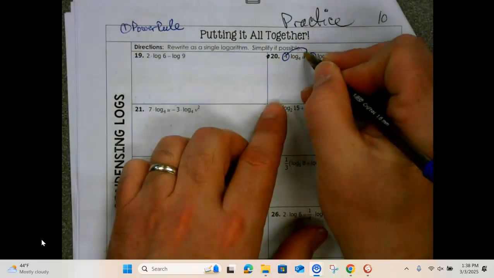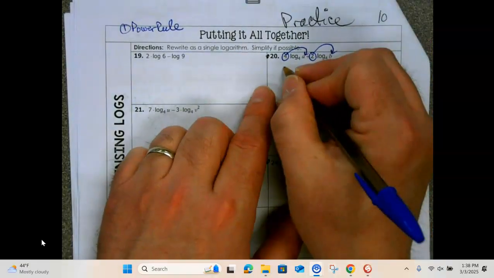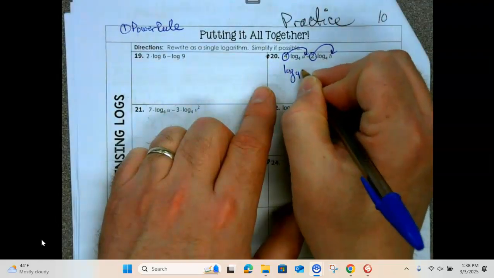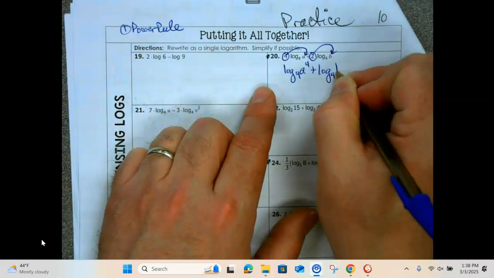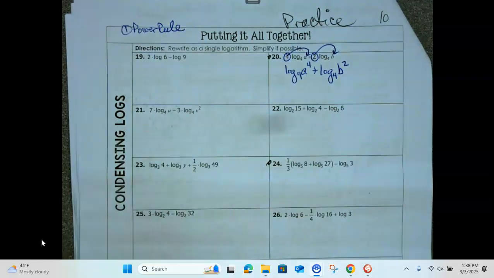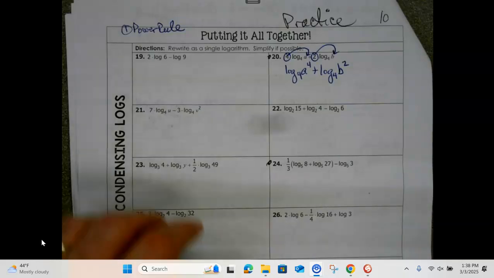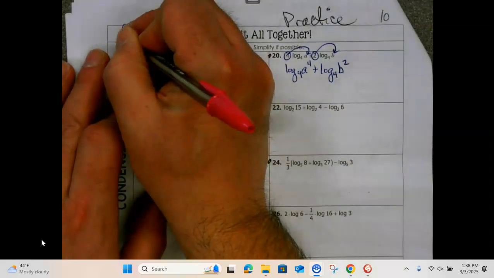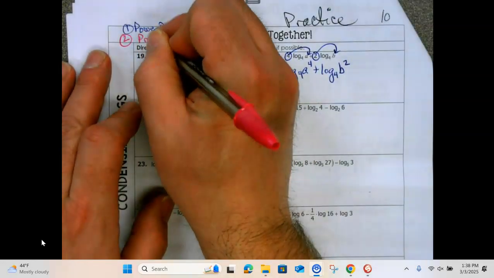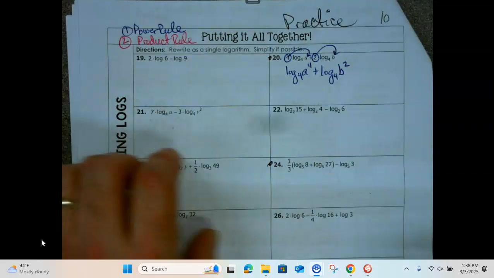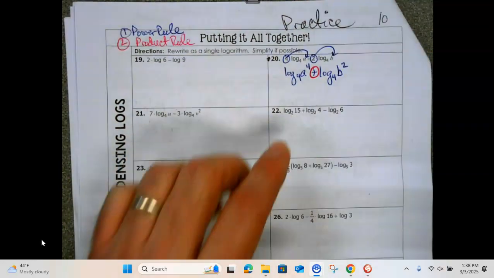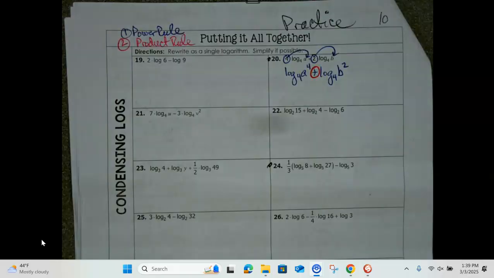So swing those around. And they are becoming exponents instead of being coefficients. Okay, that's just the first part. Then I notice if you have any product rule going on, if there's any adding that needs to turn into multiply, that's going to be the next thing that I do.